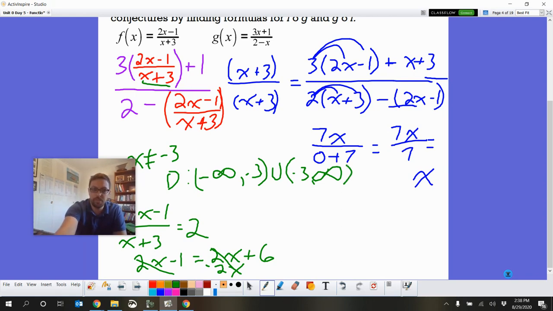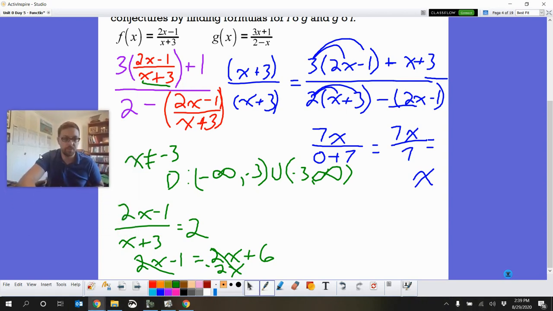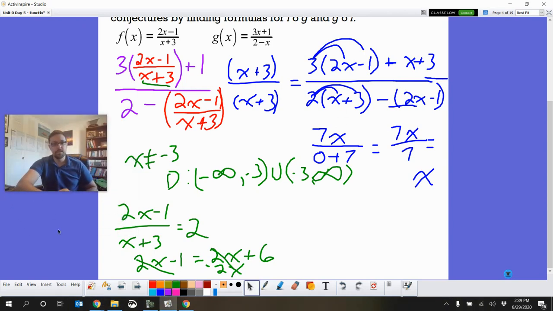You can do the same thing for the range, just kind of flip around, but I want to try to keep these videos a little bit shorter. So if you want to see more information, you can check out the PDF notes. I'll also do g of f on there, but it's going to follow the same process.